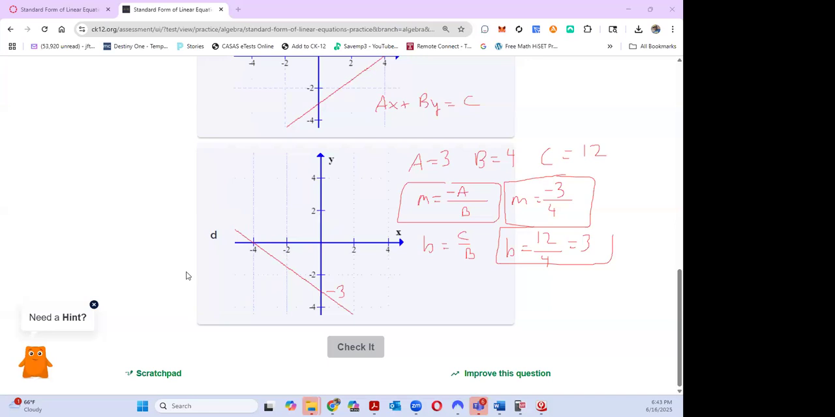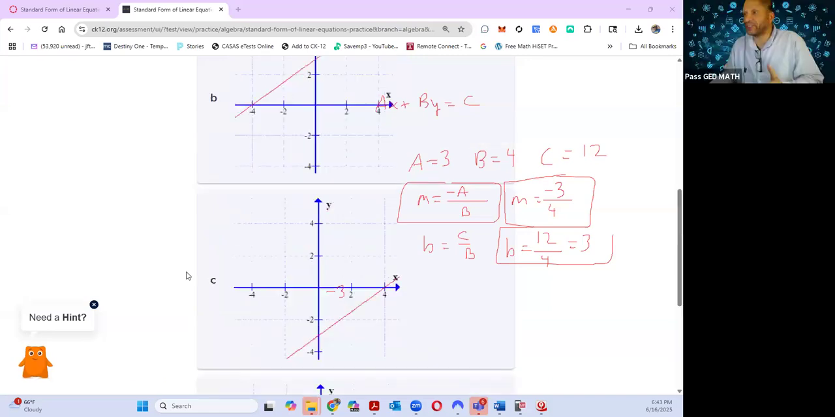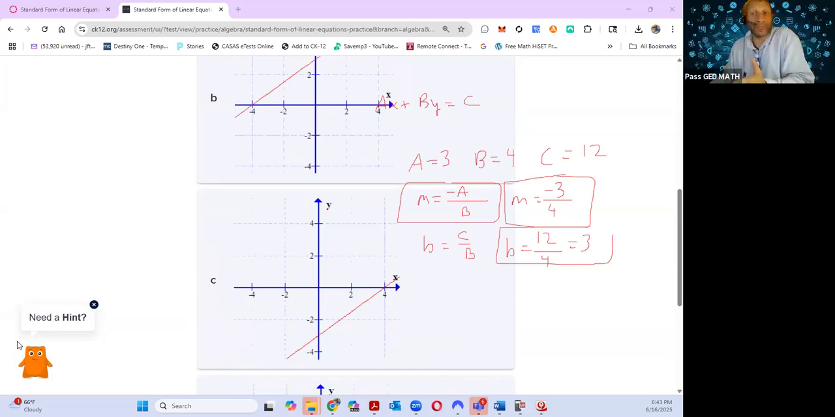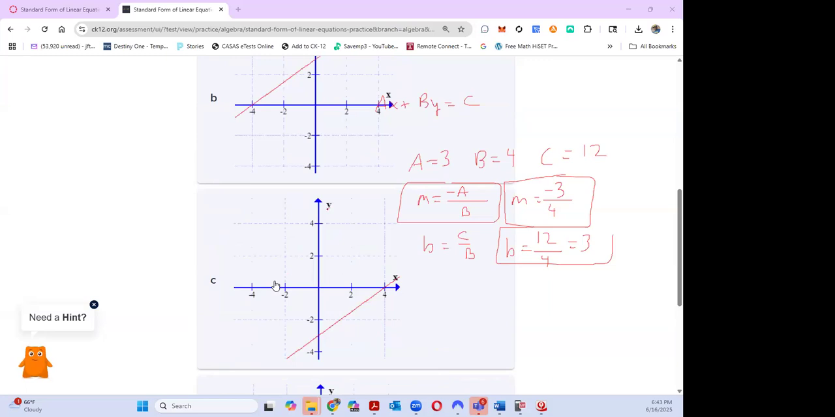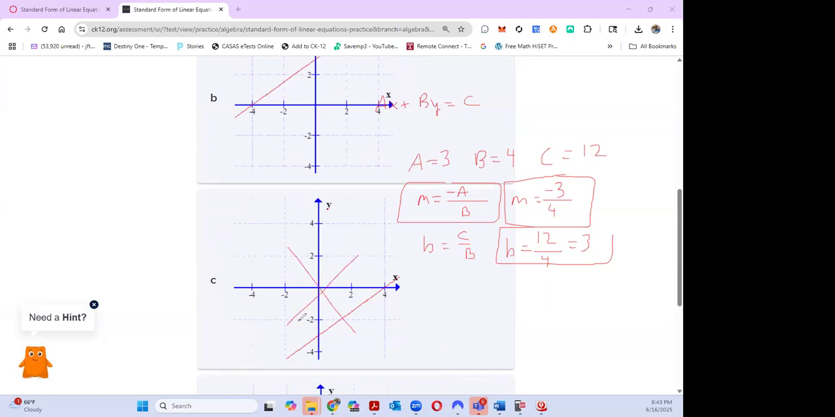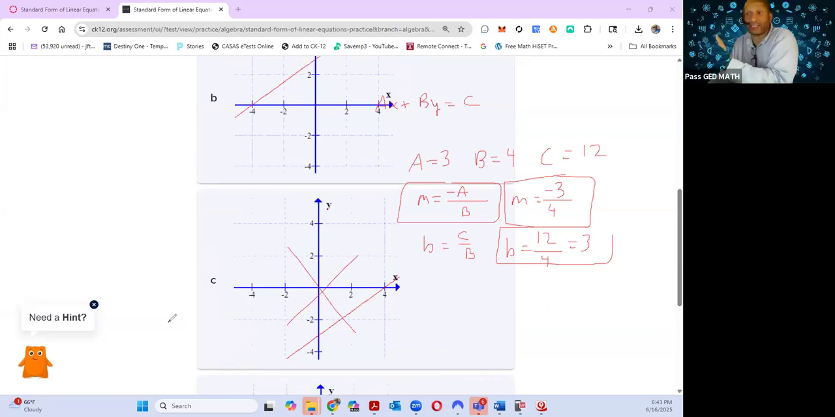Okay, I'm going to come to C. Can I get rid of C? Tell me why. It's going up. From left to right, it's going up, so that means the slope is positive. So I can eliminate C, because I know my slope is negative and I know my y-intercept is 3. So it can't be C. Perfect.